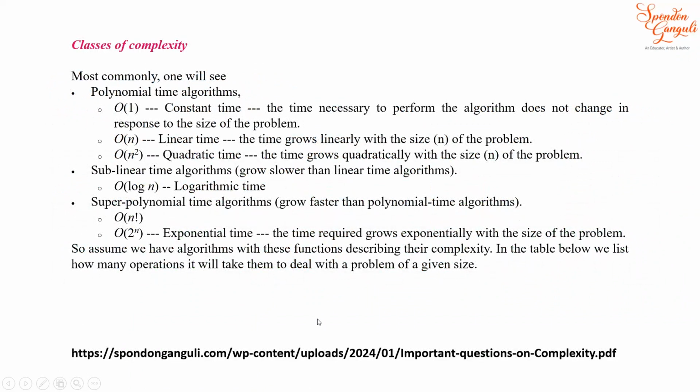Now, case complexity we have already discussed. Polynomial time algorithms, that is big O 1, big O n, big O n squared. Sublinear time, big O log n. Super polynomial time, big O n factorial, and big O 2 to the power n.